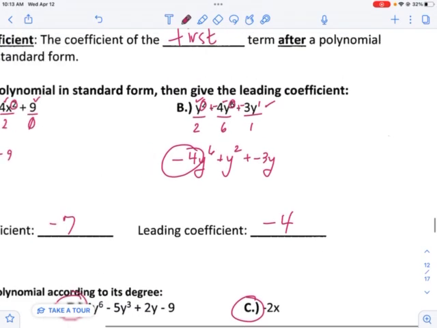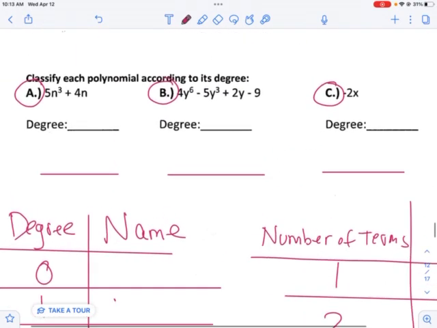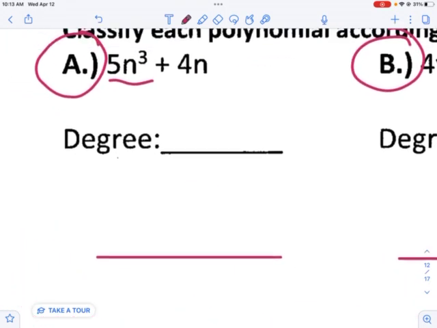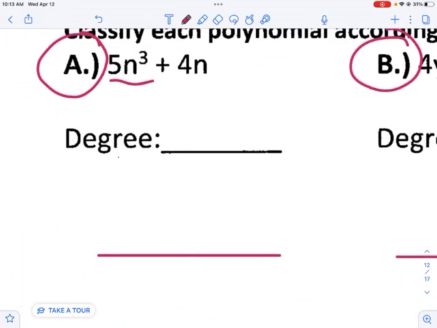All right, now let's take a look here. It says classify each polynomial according to its degree. I have this degree, and I also have 3 lines written underneath because I want to also classify it by the number of terms. So letter A, 5n cubed, that's a degree of 3. 4n is going to be a degree of 1. So my highest degree is 3, and I have 2 terms. 2 terms is called a binomial.